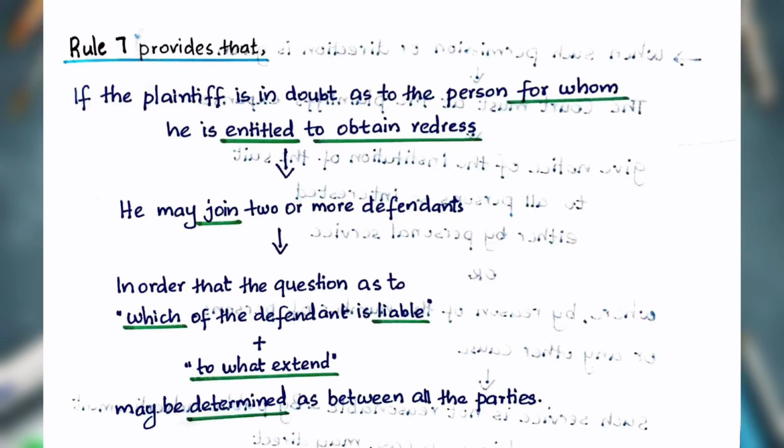Rule 7 then provides that if the plaintiff is in doubt as to the person from whom he is entitled to obtain redress, he may join two or more defendants in order that the question as to which of the defendants is liable and to what extent may be determined as between all the parties.